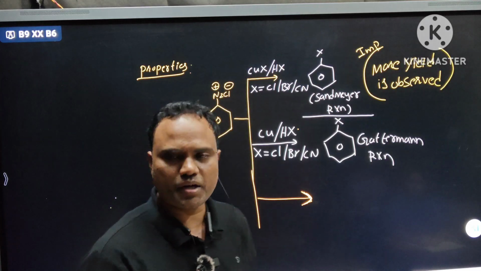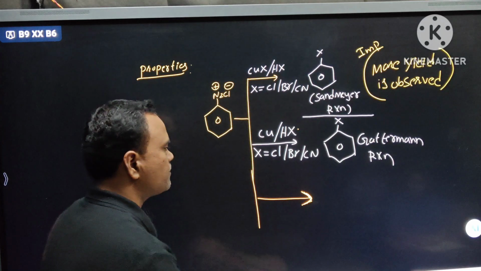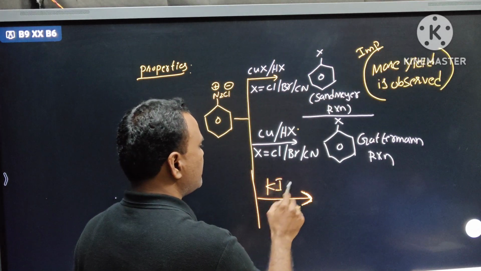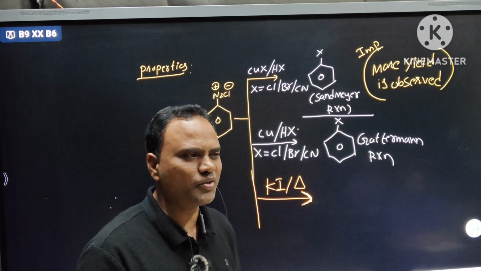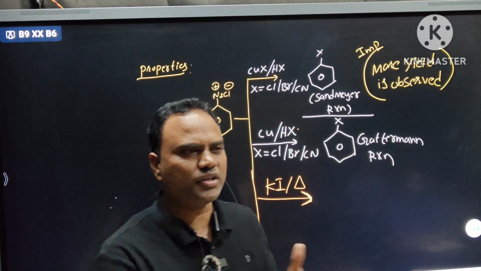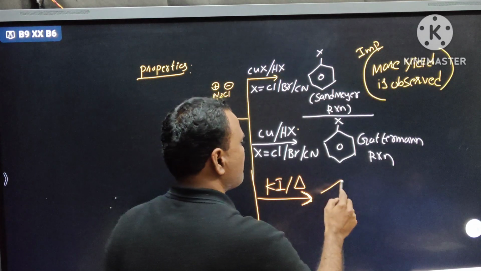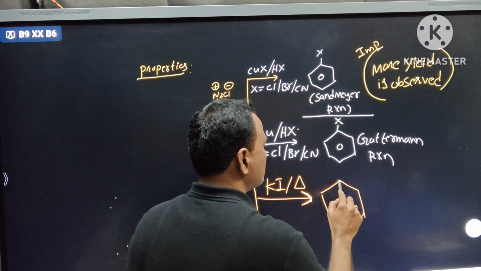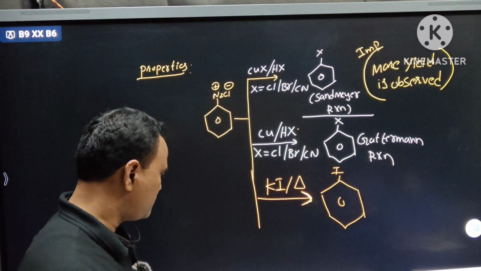So we adopt separate reactions. I am giving that only next. Okay. Potassium iodide. Potassium size is larger compared to copper. That's why iodine can fit with the potassium. Okay. Iodobenzene. For iodobenzene we use KI, potassium iodide.